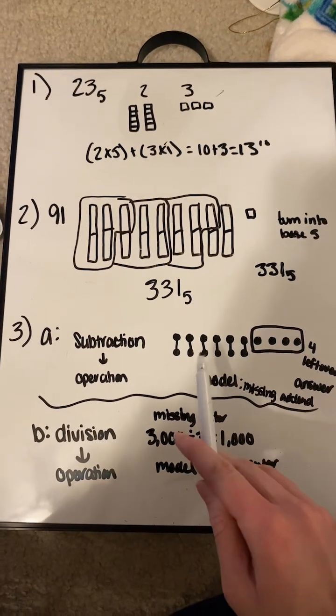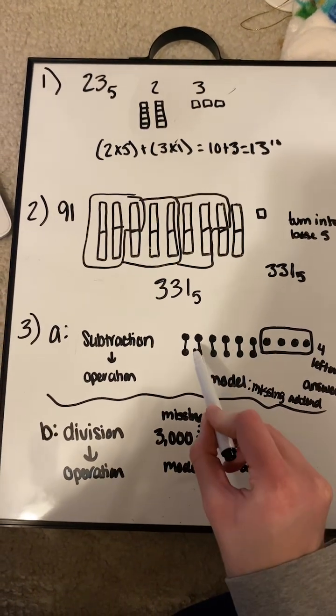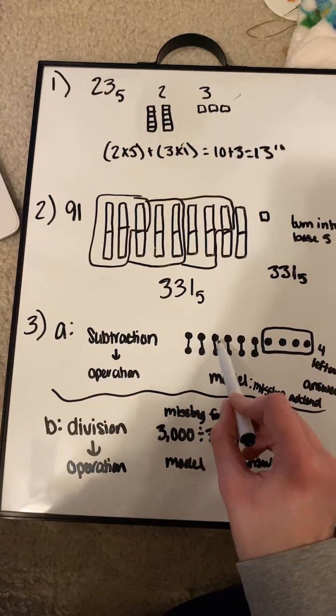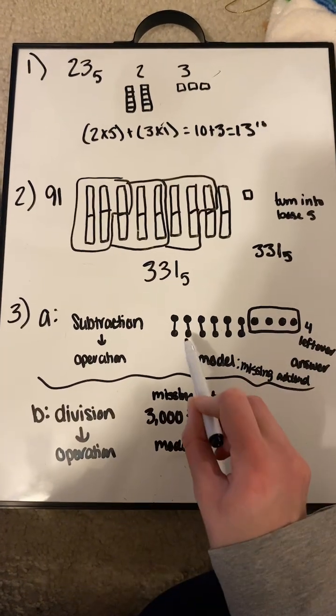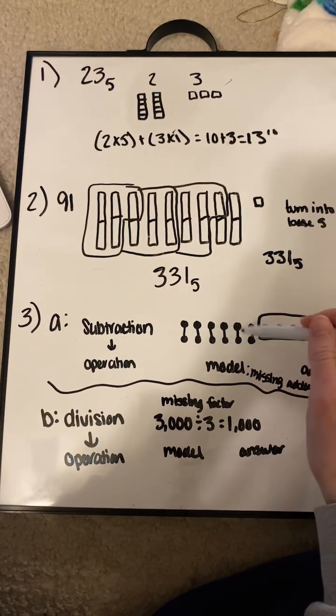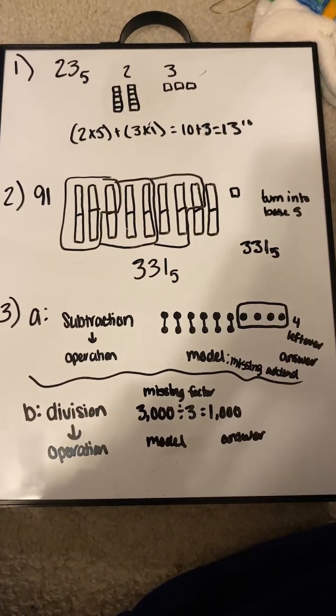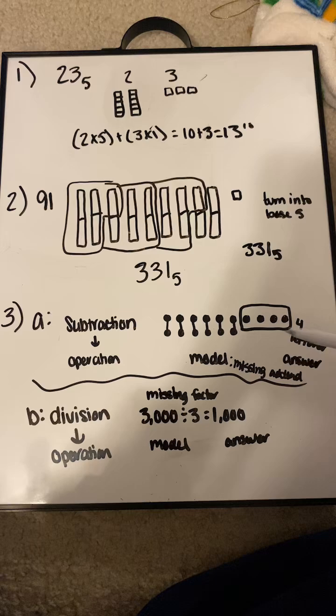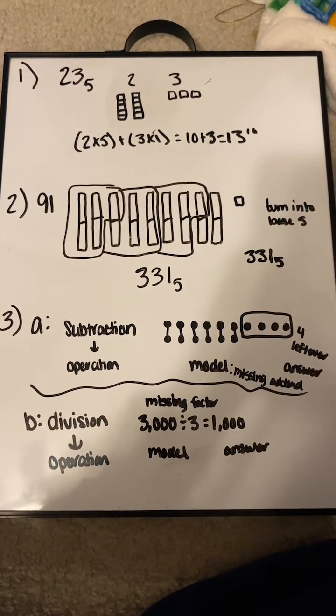For number 3A, my operation was subtraction. So the model I used was missing addend. And so for the 10 pennies, I did 10 dots, and then there was 6 left over, so I did 6 more dots, and then I connected them. And then there was 4 left over, so 4 was my answer. My model was missing addend, and my operation was subtraction.